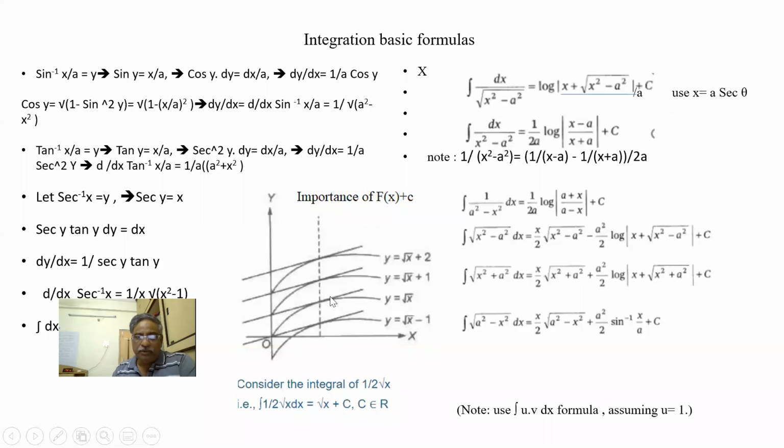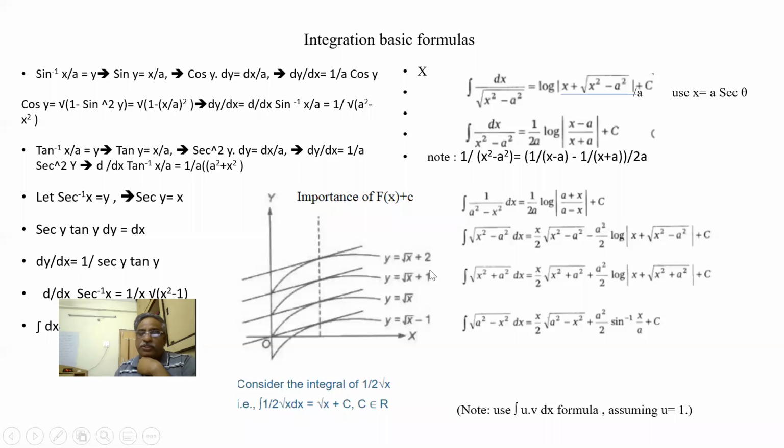Let us see here 4 curves. This is y is root x plus 2. When x is 0, y is 2. This is when x is 0, y is 1. Then when x is 0, y is minus 1. So these are the 4 curves. Y is root x. When x is 0, y is 0. You see 4 curves are there. This is almost like a curve.